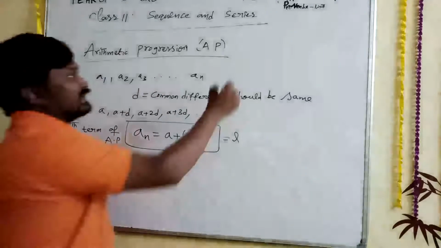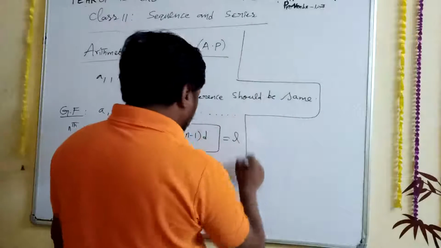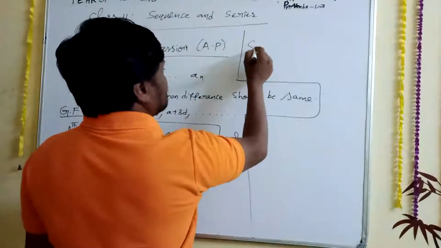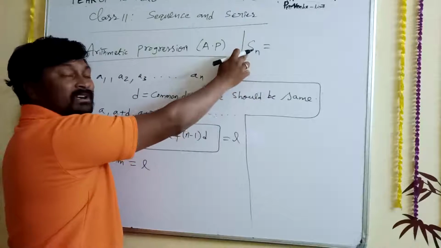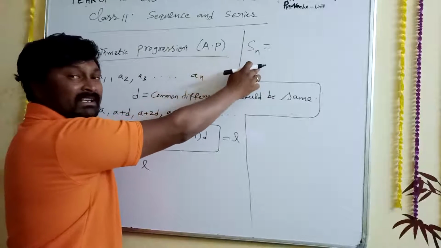So that is, we can write here Sn, that is nothing but summation of n terms. S is what? Summation of n terms.